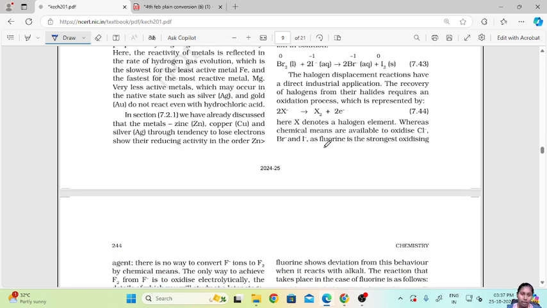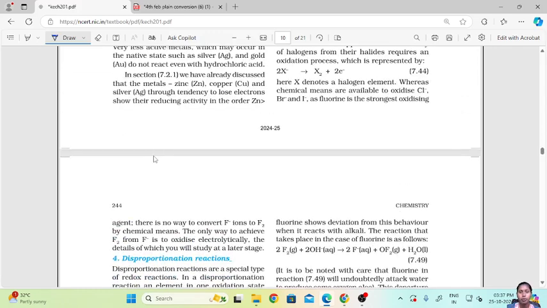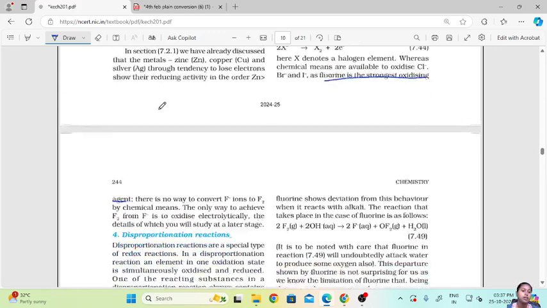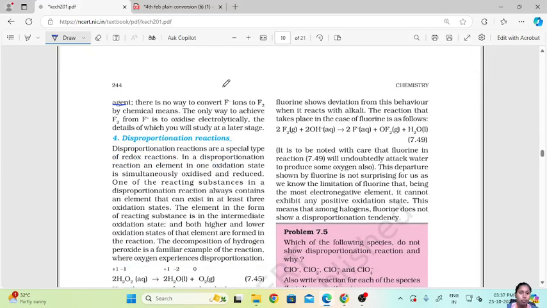Here X denotes the halogen atom. Chemical means are available to oxidize chloride, bromide and iodide, as fluorine is the strongest oxidizing agent. So there are chemical means available to oxidize chlorine, bromine and iodine. Fluorine is the strongest oxidizing agent. This you have to remember. There is no way to convert fluoride ion to F2 by chemical means.